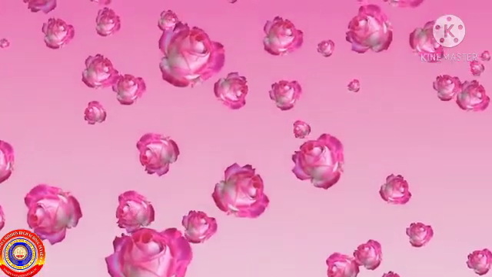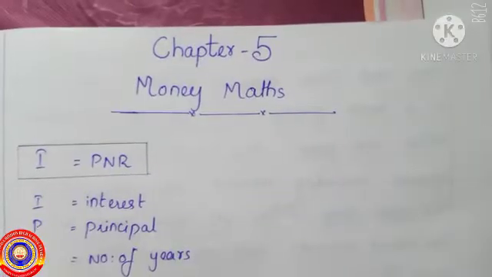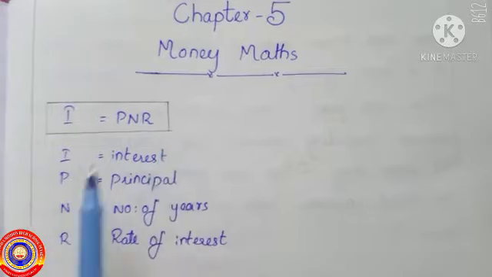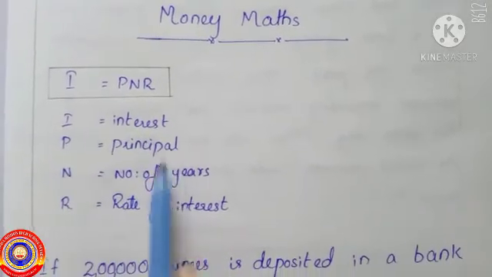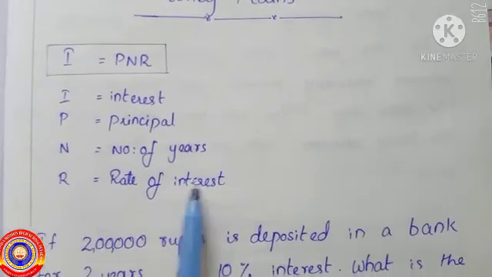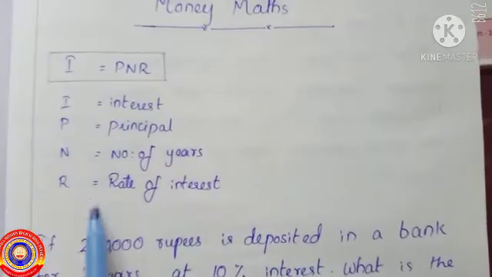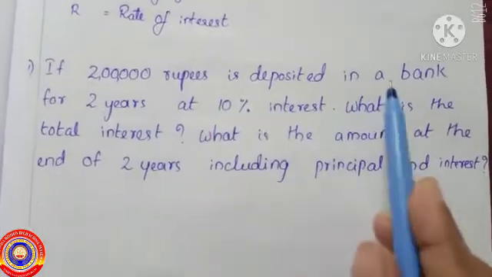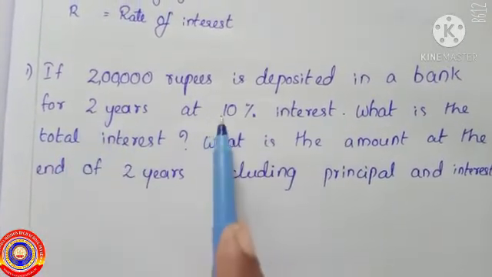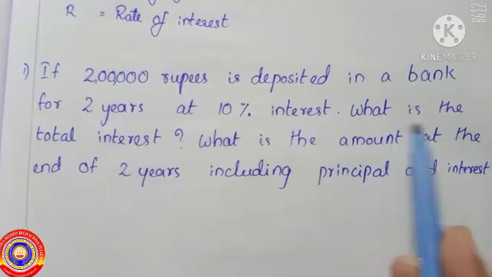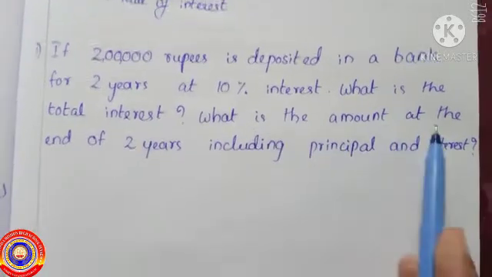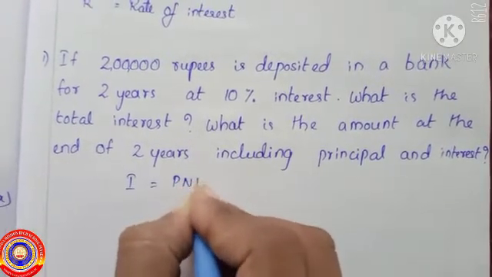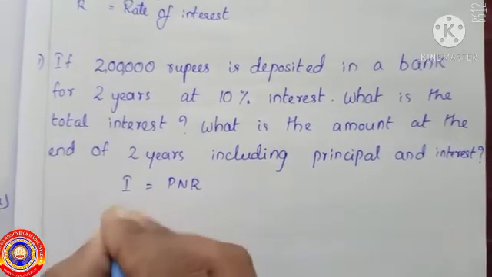Money Maths. In your 7th standard, you had learned a simple formula to find the interest, right? That is I = PNR/100. Here, I stands for interest, P for principal, N for number of years and R for rate of interest. So using this formula, let's do a problem for recollecting the previous knowledge. If 2 lakh rupees is deposited in a bank for 2 years at 10% interest, what is the total interest and what is the amount at the end of 2 years including the principal and interest? First, let's write the formula, that is I = PNR/100.